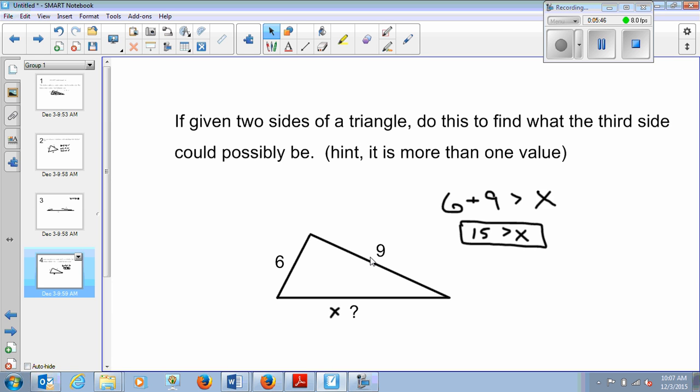But there's a couple numbers that don't work, like the number 1. 1 plus 6 is 7. That's not greater than 9. Number 2 doesn't work. 2 plus 6 is 8. That's not greater than 9. And even 3 doesn't work. 3 plus 6 is 9, and 9 is not greater than 9.